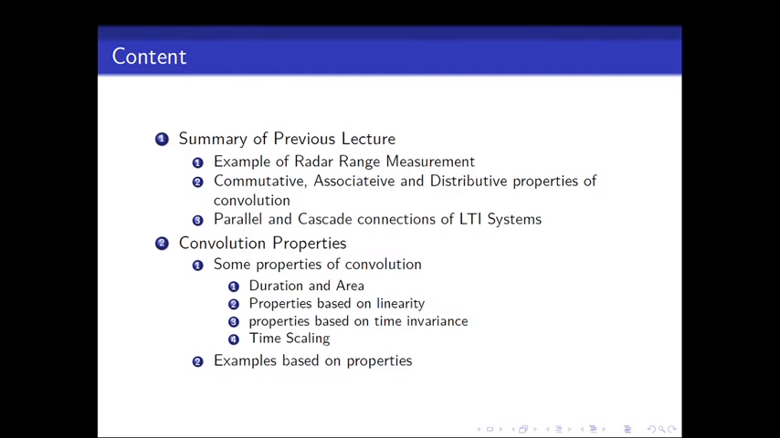So in the previous lecture we have discussed the example of the radar range measurement, how convolution is useful to determine the round trip delay, and from that delay how we can measure the distance of the object from the radar. After that we have discussed some useful properties of the convolution, and we also derived the properties. So basically we have discussed the commutative properties, associative properties, and distributive properties of the convolutions.